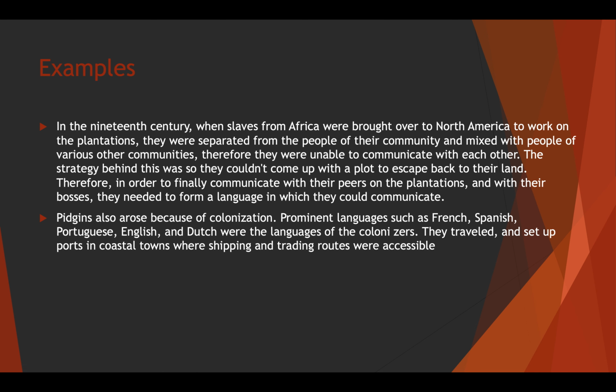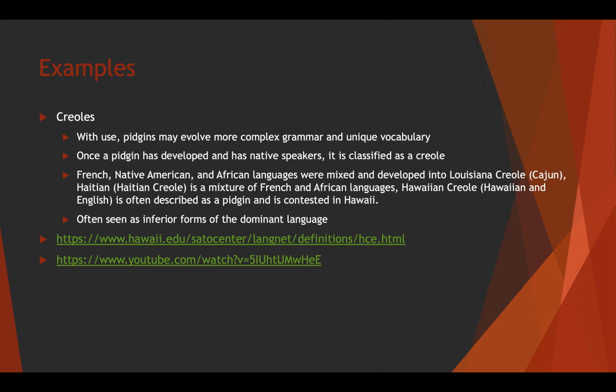Okay, so talking about Creoles, with use over time, a pidgin may evolve into a more complex language with complex grammar and unique vocabulary. Once a pidgin has developed native speakers, so people who are born speaking that language, it has now become a Creole. French, Native American, and African languages were mixed and developed into Louisiana Creole, which some people call Cajun. Haitian Creole is a mixture of French and African languages.